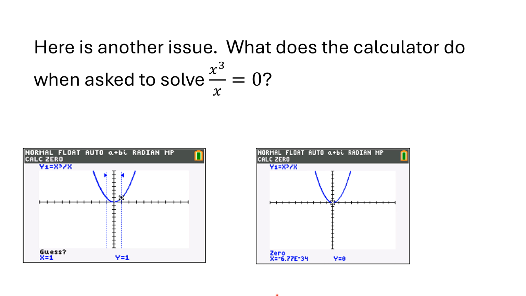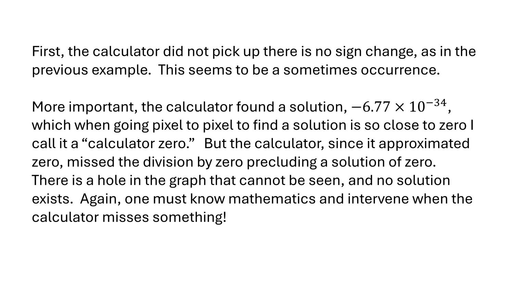What does that really mean? Well, that's scientific notation for negative 6.77 times 10 to the negative 34th. That is a very small number, and this is what it looks like. When I was teaching using these calculators, I would tell my students, that's a calculated 0. It's so close, it really means 0.